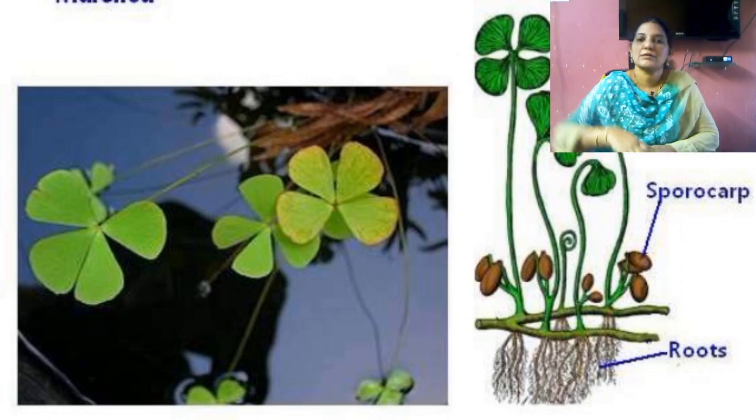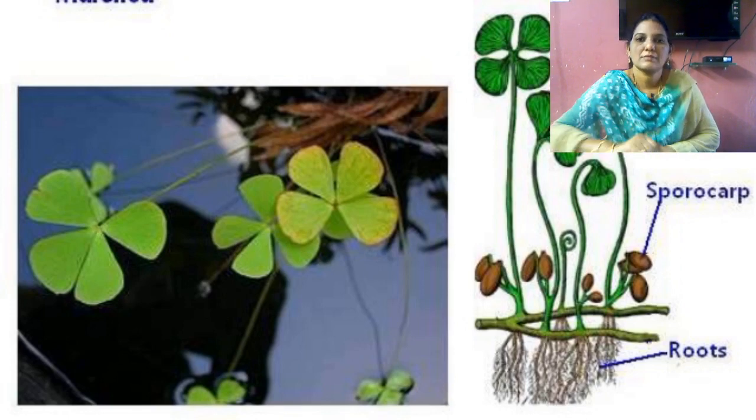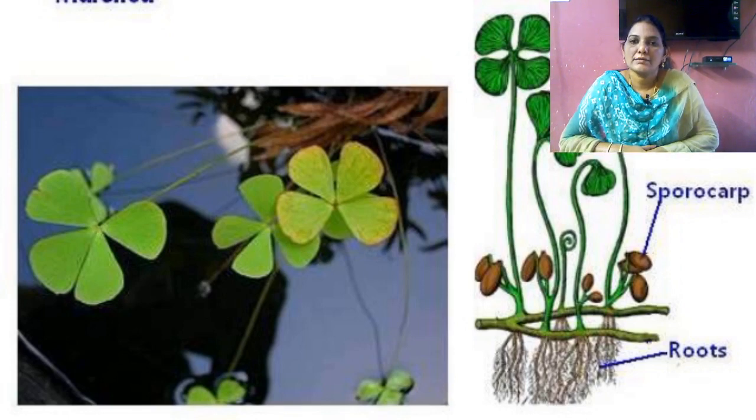Next, each node produces, on the aerial side, one long leaf petiole. One long petiole is present on the rhizome, and 4 leaflets are present at the top of the long petiole.